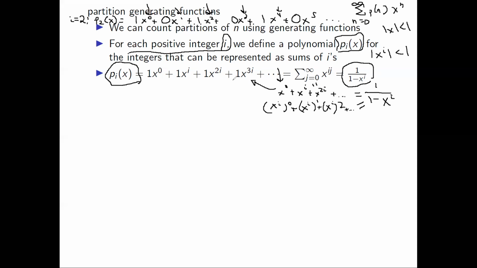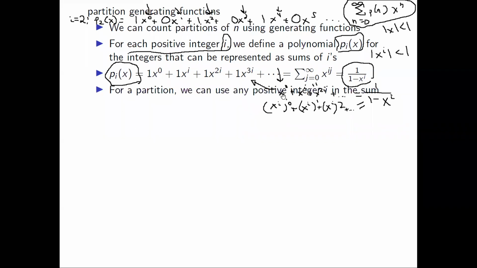And in order to get the partition generating function that we're looking for up here, all we have to do is multiply together the polynomials for each i. That's because we can use any positive integers in the sum for a partition. So we have to include all the pi's because any possible i can be used in the partition.